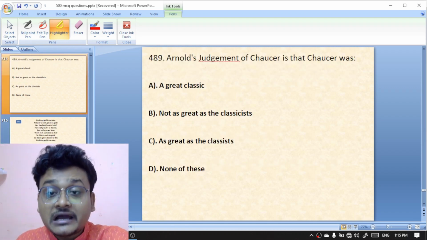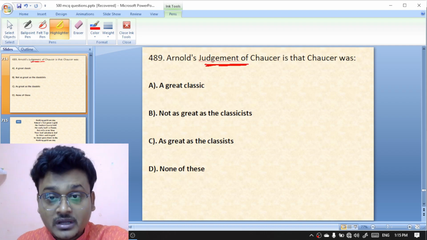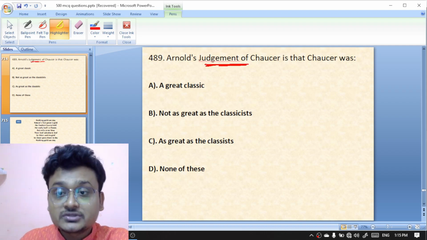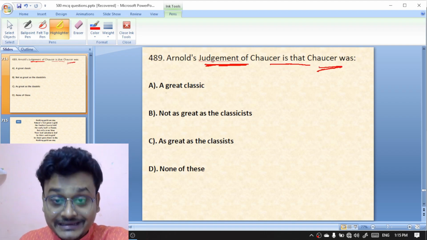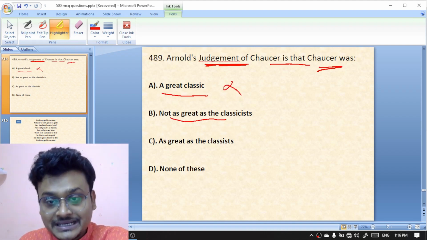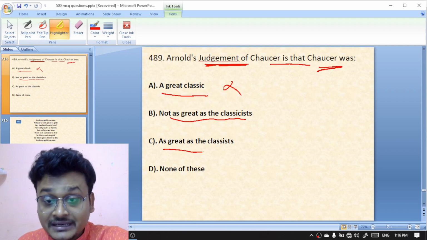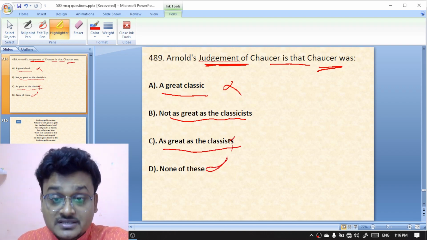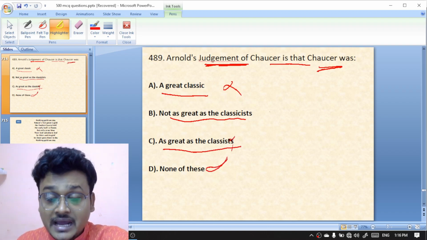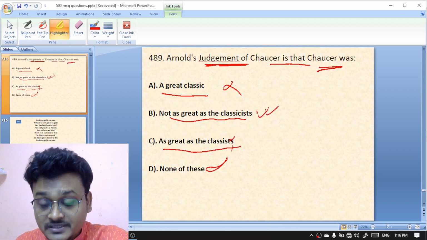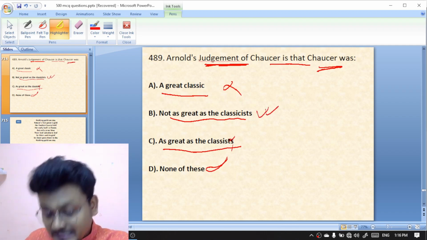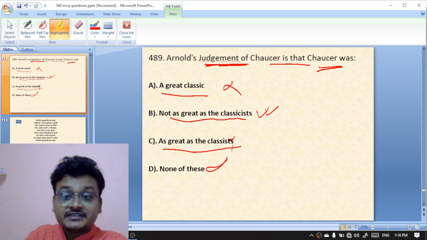Next question: Arnold's judgment of Chaucer. Arnold has given the judgment in his work. Was Chaucer a great classic? No. Not as great as the classicists. Chaucer was not as great as the classicists because he lacks seriousness, high seriousness.